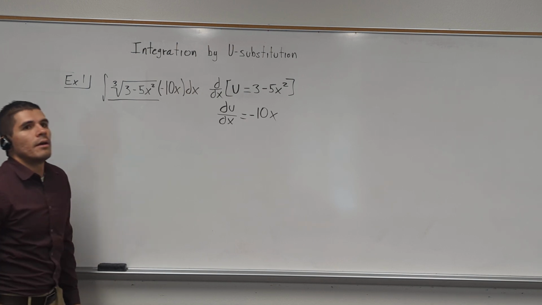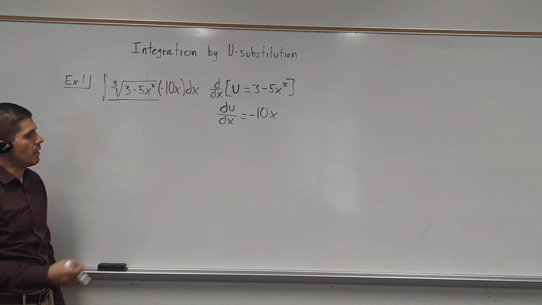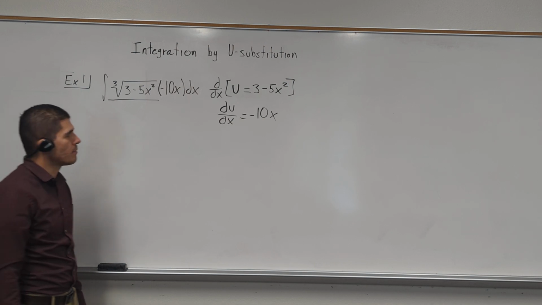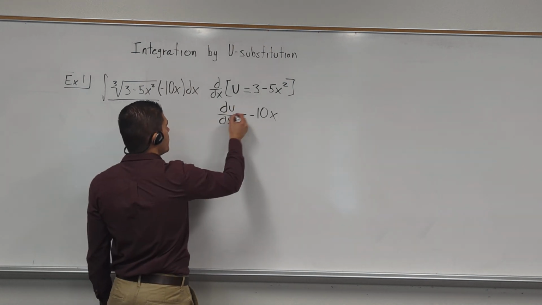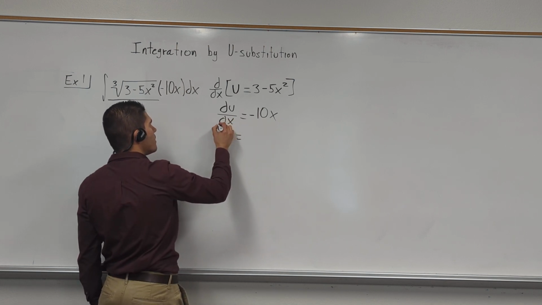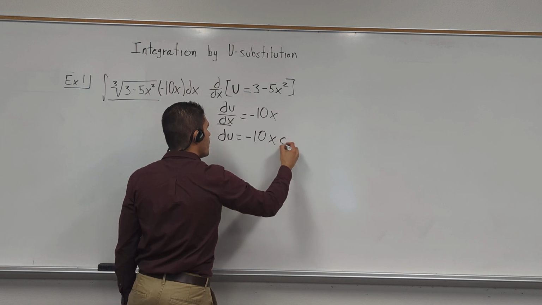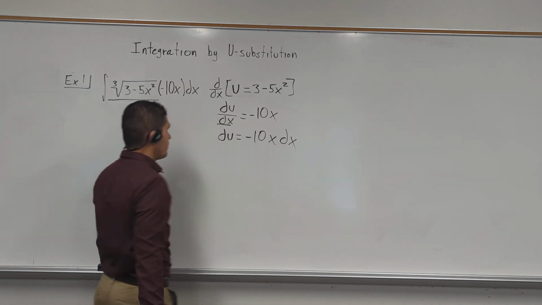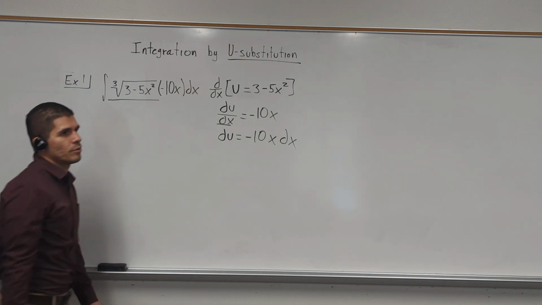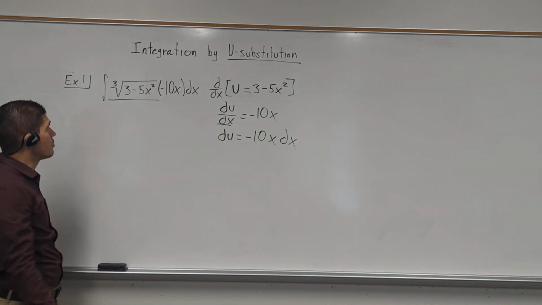All right. We're going to do one little extra step. Again, stay with me. As we do more examples, this will start to make sense. I want to isolate du. So what I mean by that is I am going to multiply the dx over to the other side, which would then give me negative 10x times dx. Okay. This is called substitution, U-substitution. So what that means is you're going to utilize substitution to solve this problem.